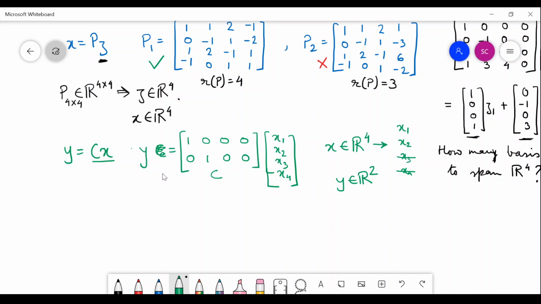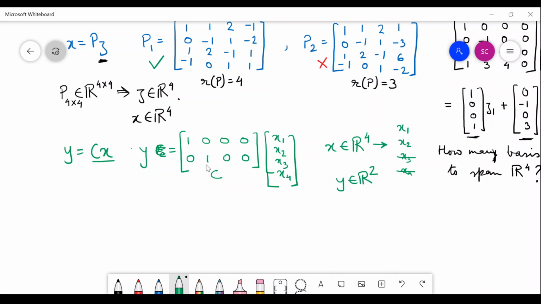So these two outputs must be independent of each other, and hence the space that would be covered by this output y would be a 2-dimensional space. So the rank of C must be 2, which is the dimension of the range space also. Here you can see that these two rows are independent of each other. So the rank is actually 2.